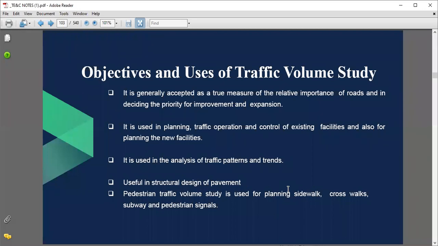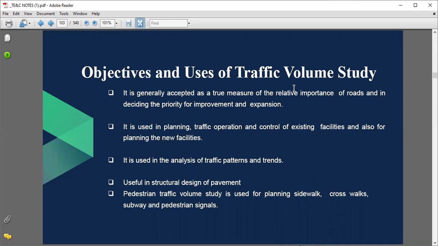Next, what are the objectives of the traffic volume study? Why go for this traffic volume study? It is generally accepted as a true measure of the relative importance of roads and in deciding the priority for improvement and expansion. We have to understand the existing condition of the road, how many vehicles are going on that road, and which type of flow it is, whether mixed or a single type of vehicle moving on the road.